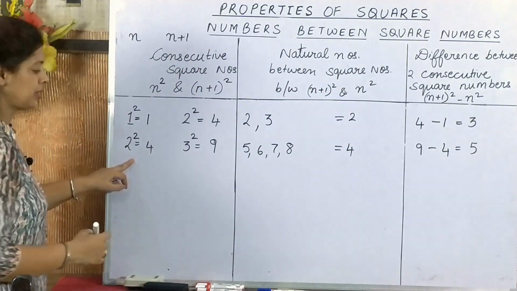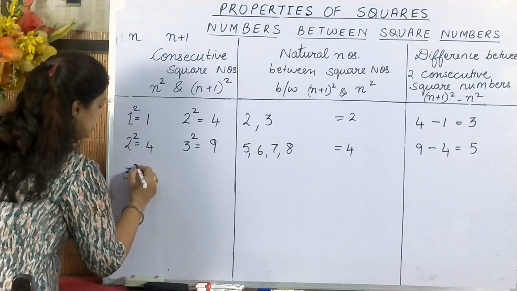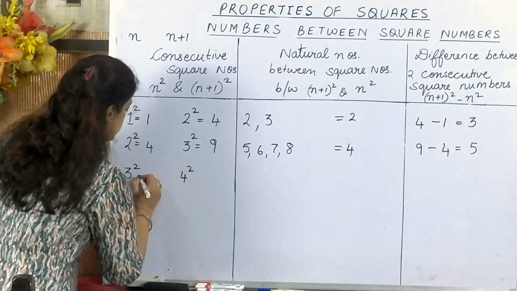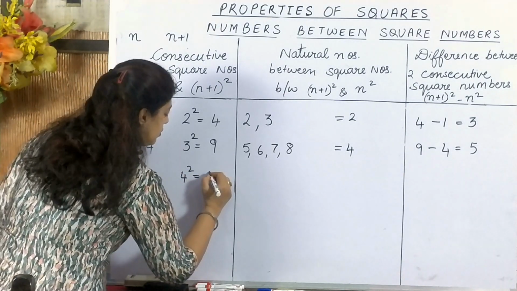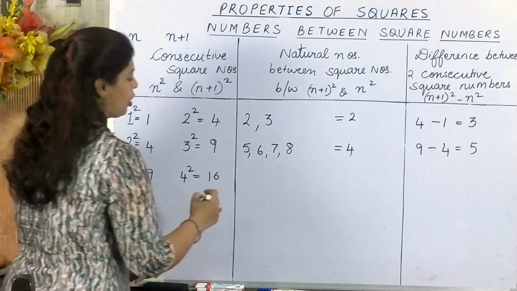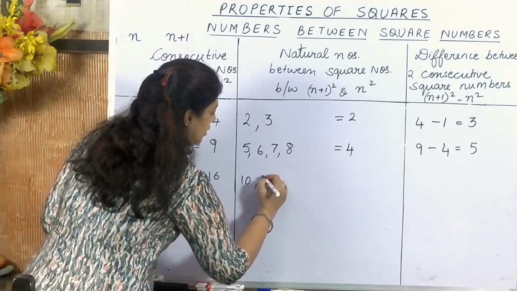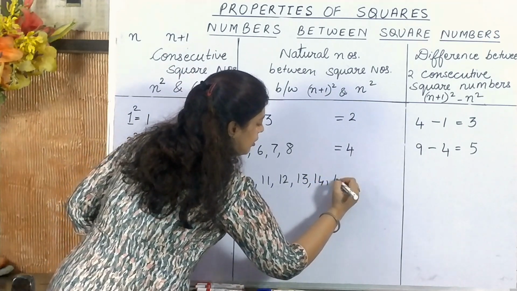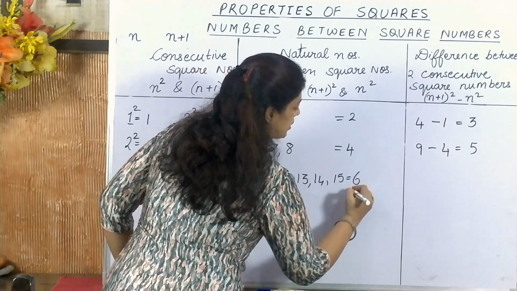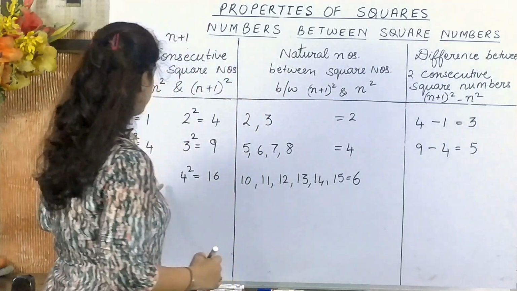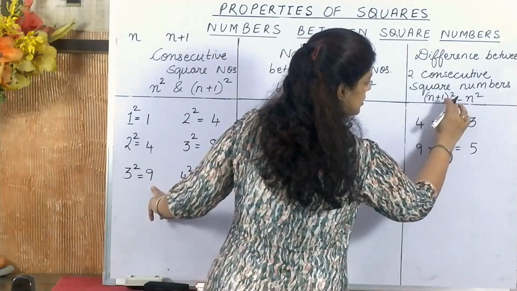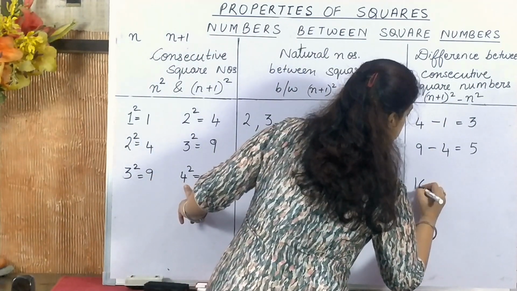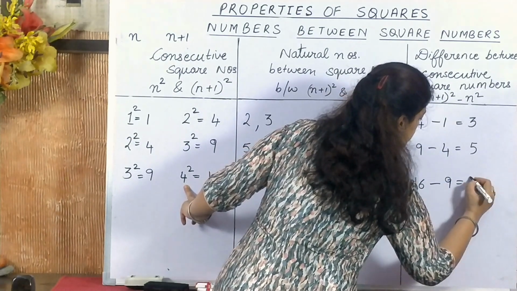Now the next set of natural numbers. Now if n is 3, n plus 1 will be 4. So 3 square is equal to 9, 4 square is equal to 16. Between 9 and 16 how many numbers lie? 10, 11, 12, 13, 14, 15. Total of 6 numbers. And what is the difference? N plus 1 the whole square, n plus 1 is 4 here. And 4 square minus 3 square, that is 16 minus 9, which is equal to 7.